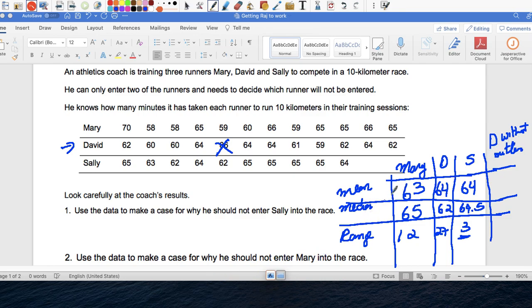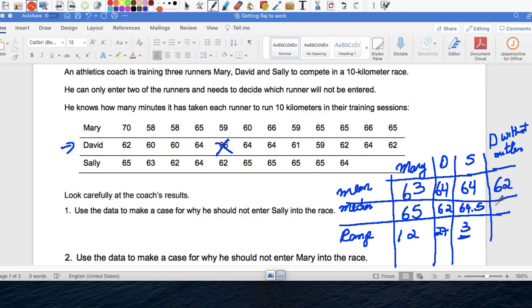Now look at Mary. Her mean is pretty good, her average is pretty good. But let's see what happens to Dave. If Dave didn't have that really bad day, maybe he was cramping, or he didn't eat before the race, for whatever reason. If you add all these numbers up without the 86, 62 plus 60 plus 60 plus 64 plus 64 plus 62 plus 60 plus 60 plus 64 plus 64 plus 64 plus 61 plus 59 plus 62 plus 64 plus 62, divide that by 11. We get 62. Look, his mean drops to 62.